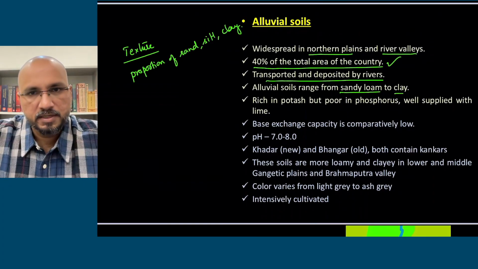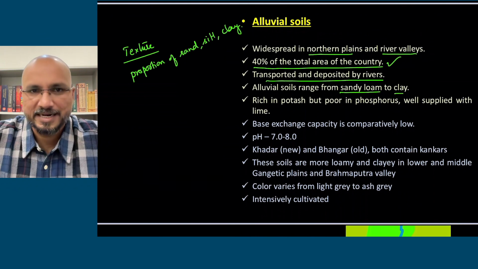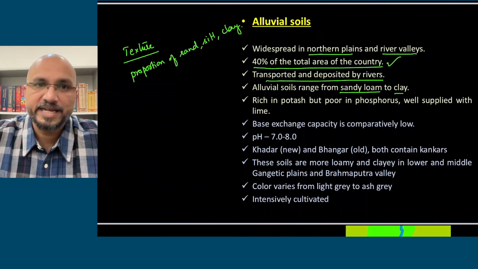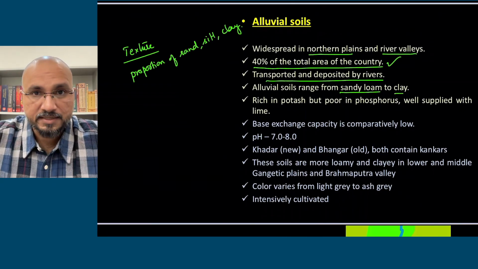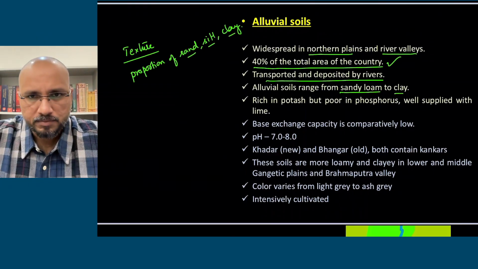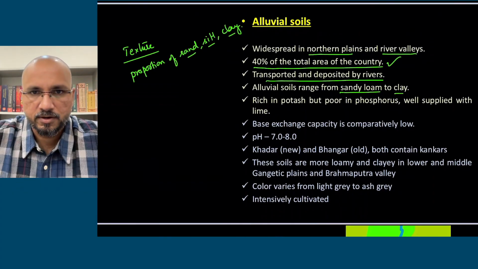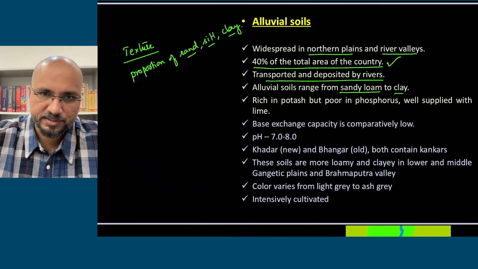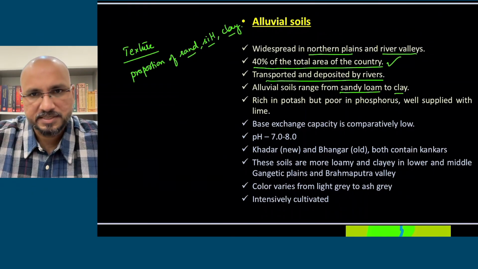Texture influences agricultural production because if your soil is sandy, or light soil, which has a higher proportion of sand, the water holding capacity will be less. You have to irrigate frequently. Sand, silt, and clay particles are separated based on the size of the particle. Sand particles are of larger size, silt is in between, and clay is the smaller fraction.